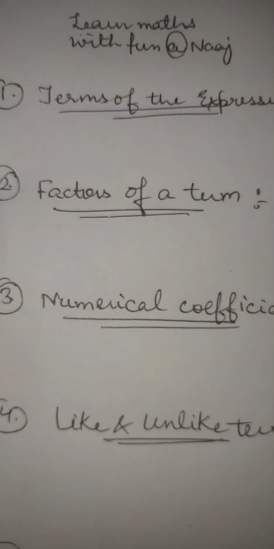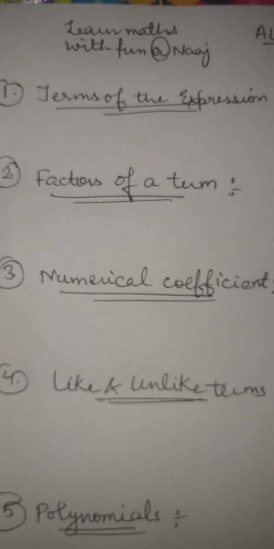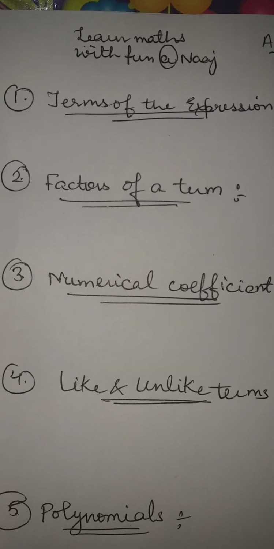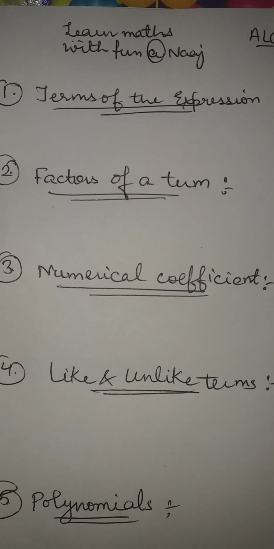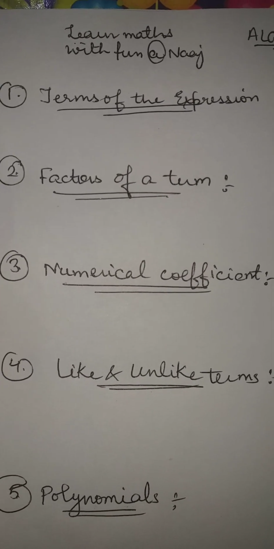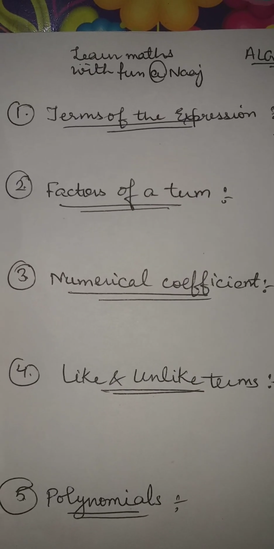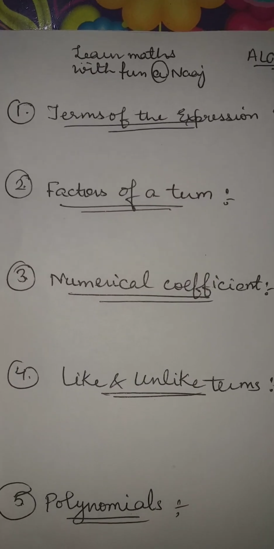Today we will discuss these topics: first, terms of an expression. Second is the factor of a term. Third is the numerical coefficient. Fourth is like and unlike terms, and fifth is polynomials.